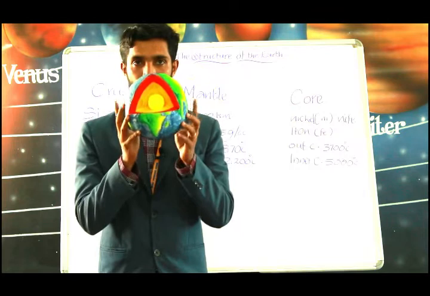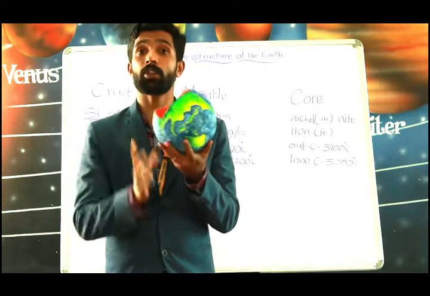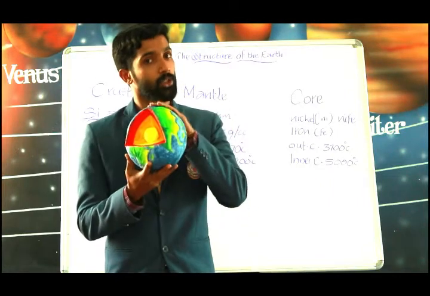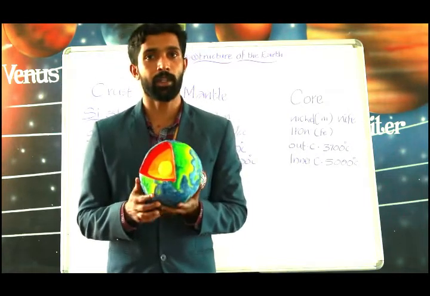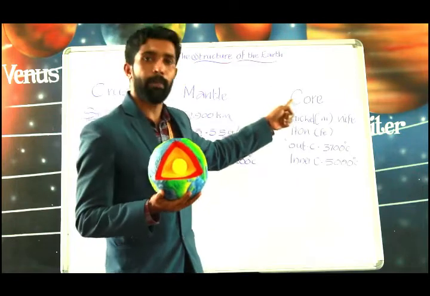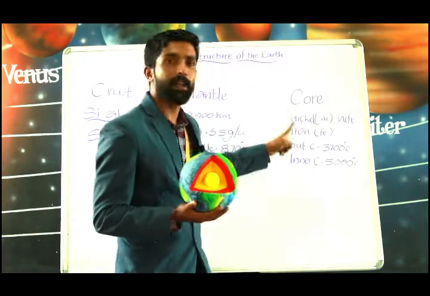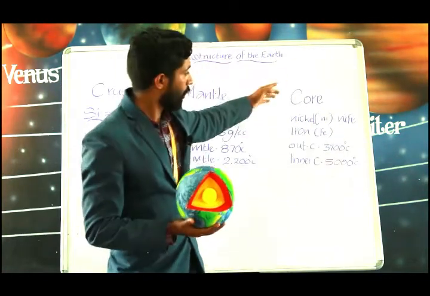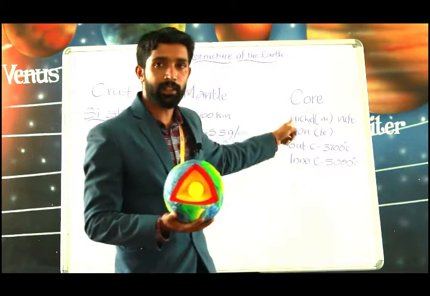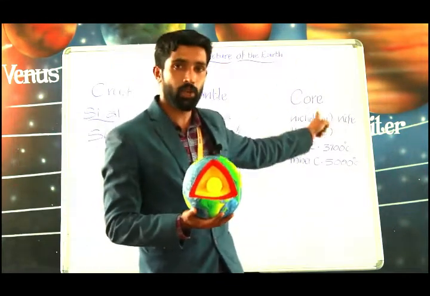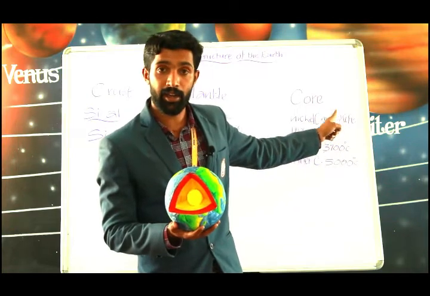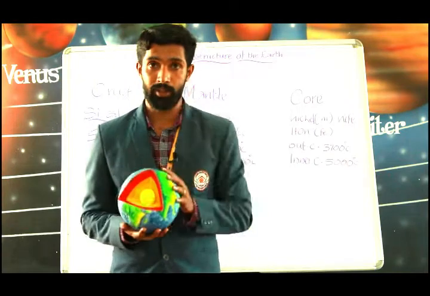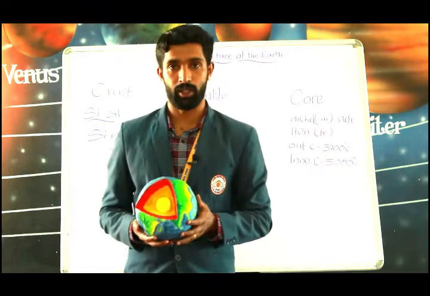So this is what is known as core. Its thickness is about 3,500 kilometers. Clear? And listen, it is made up of nickel and iron. We can write Ni for nickel and Fe for iron. So, it's made up of nickel and iron. Hence, it is known as Nife. Good. So its density is about 11 gram per cubic centimeter.